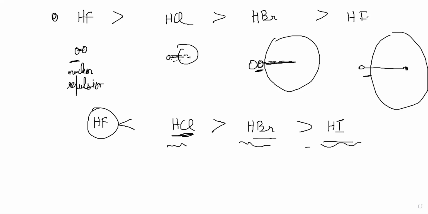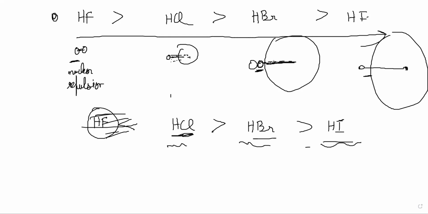See, on the next page, he has written the values of bond strength in kilojoule per mole, right? 570, 432, 366, and 298. So there is no confusion here. It is following a standard pattern: as the atom becomes bigger and bigger, the bond strength decreases, so acidity is increasing.